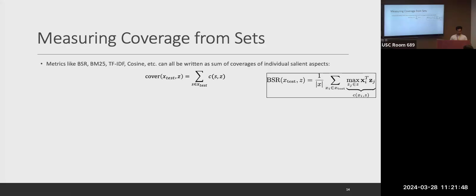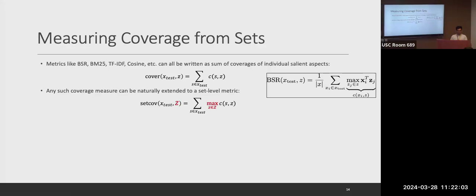So they can all be written in this form, where you have a summation over some aspect in the test input, and then a coverage score for that aspect. Any such coverage measure, we show in the paper, can be very naturally extended to the set level metric, where instead of giving the metric a single candidate example, you give it a set of candidate examples, and then just stick in a max in here. That's all we do. The idea is that you are matching the salient aspect and trying to find the maximum coverage it can get across all the candidates you have.